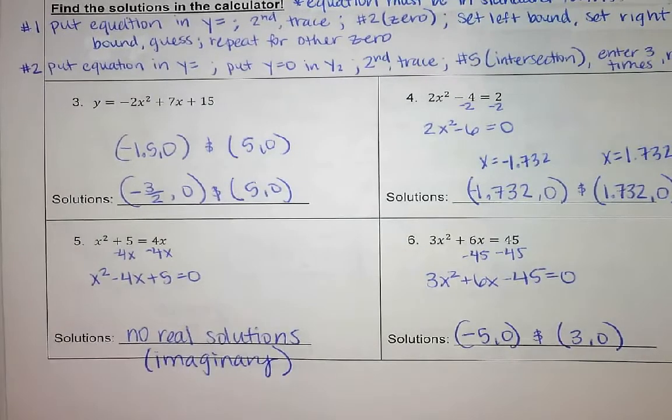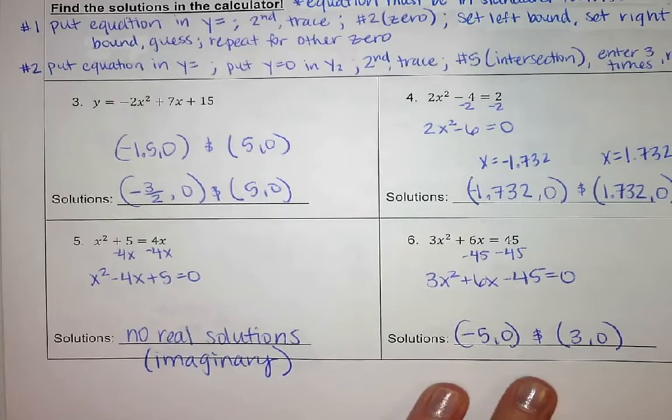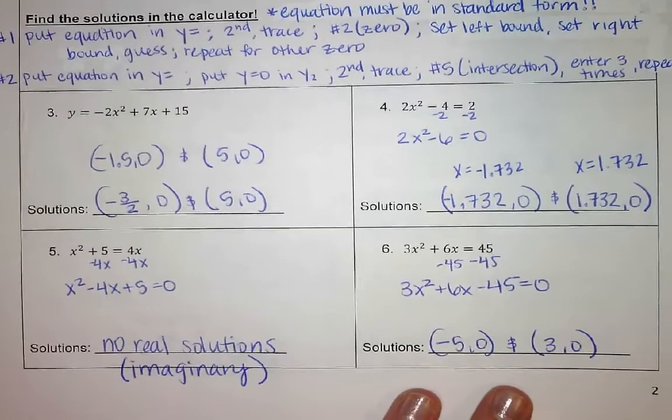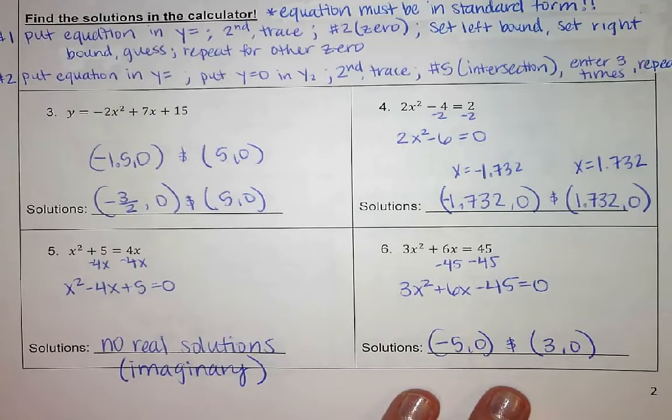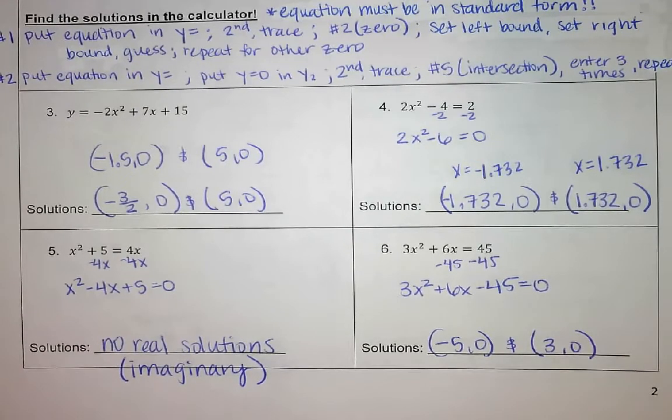And then for number 6 here, these were actually clean solutions. You could have found it just by looking at the graph, or from the table, or from the intersections here. So when you're looking at 3x squared plus 6x minus 45, you saw that your solutions were negative 5, 0, and 3, 0. Do y'all feel good about that? Does anybody have any questions on how to find solutions from a graph? Hopefully you can do that.